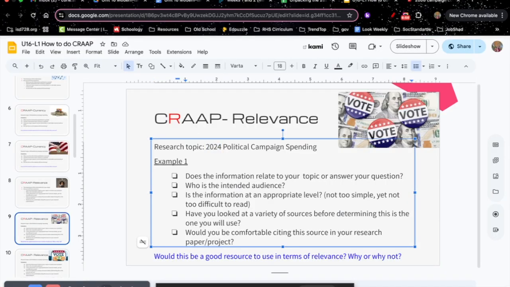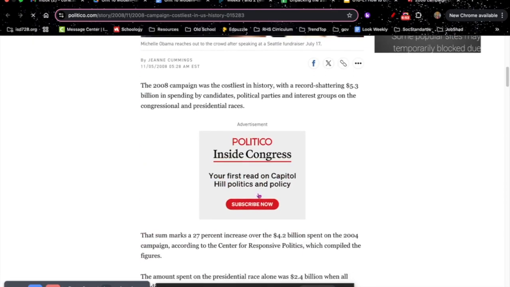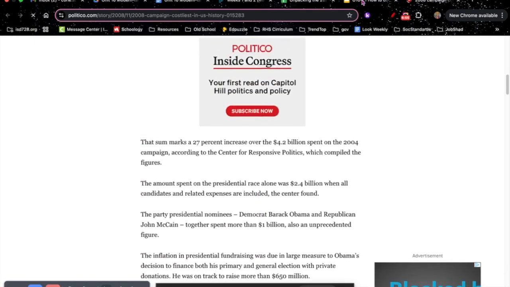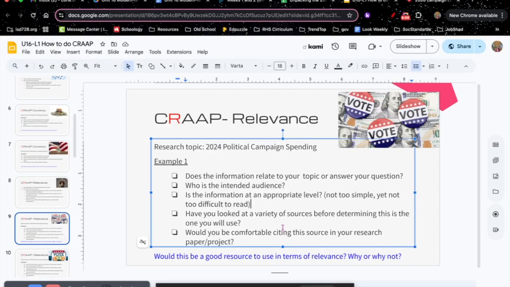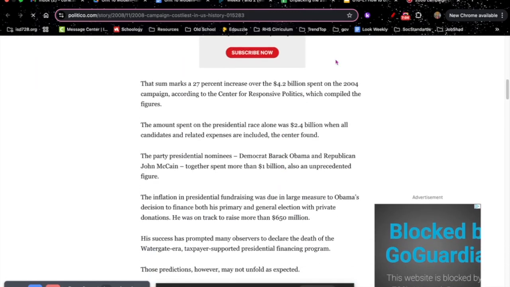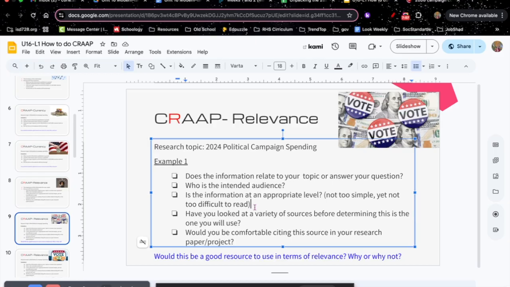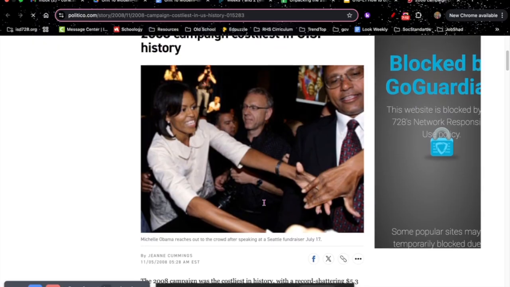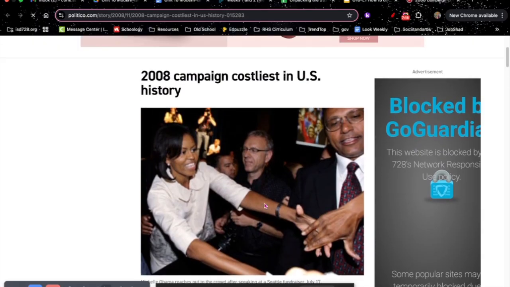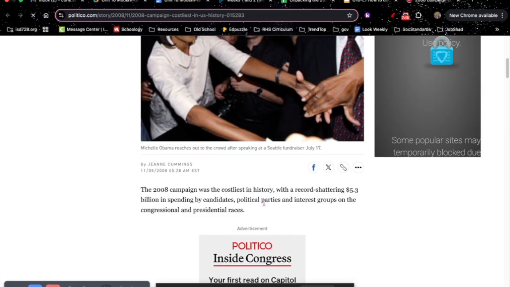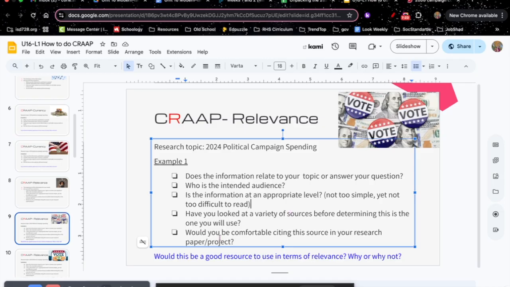So, is this information at an appropriate level? So, as I'm reading this, yeah, it's pretty easy to read, not too difficult. Have you looked at a variety of sources before determining this is the one you'll use? For the sake of time, let's just pretend I have. Would you be comfortable citing the source in your research paper or project? If I was doing a comparison between the 2008 campaign and the 2024 campaign, yeah, I'd use it. But if I'm just talking about the 2024 campaign, probably not. So, would this be a good resource to use in terms of relevance? Why or why not?